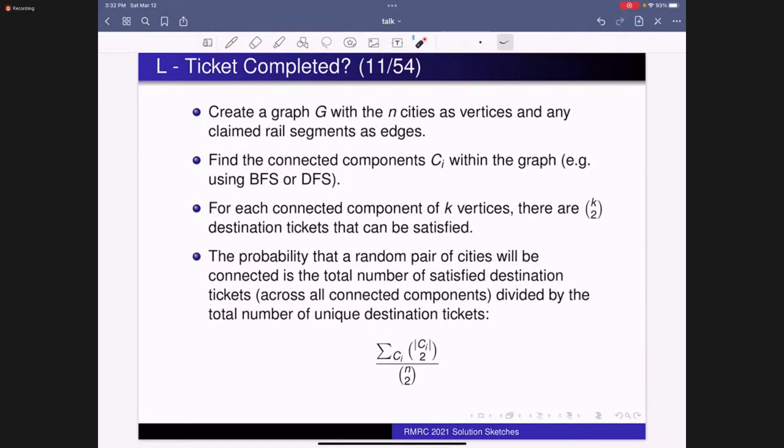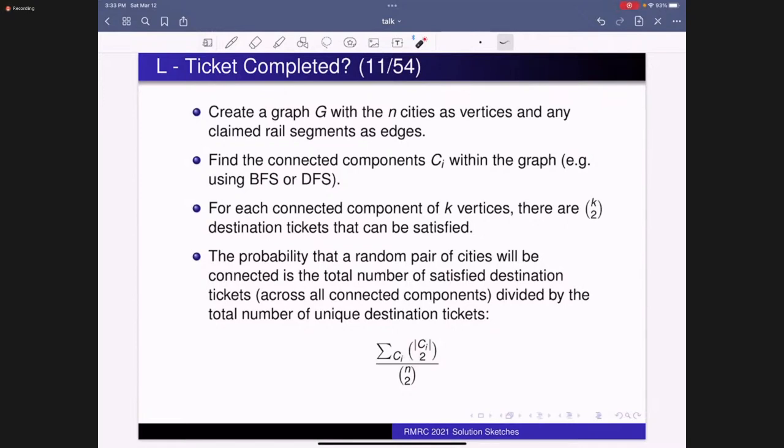So if you establish the connected components, or some way for each vertex you know which component it's in, ultimately what you want is the size of the connected components. If you can get the sizes, it's just the number of pairs of nodes within that component summed over all components divided by the number of pairs of nodes in total. And that's it. So it's just getting the sizes of the connected components. That's the algorithmic part of this.